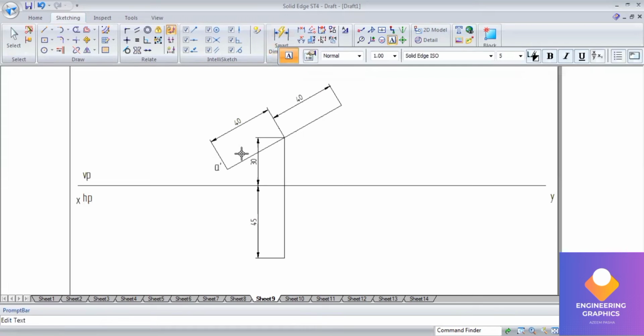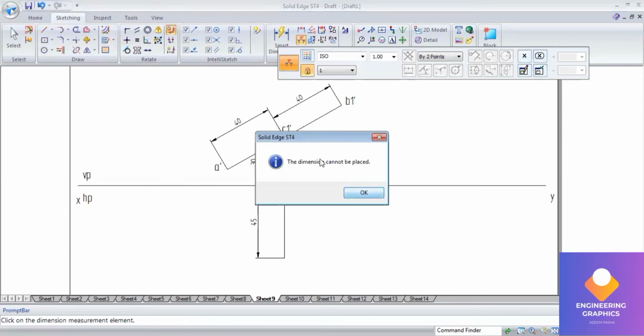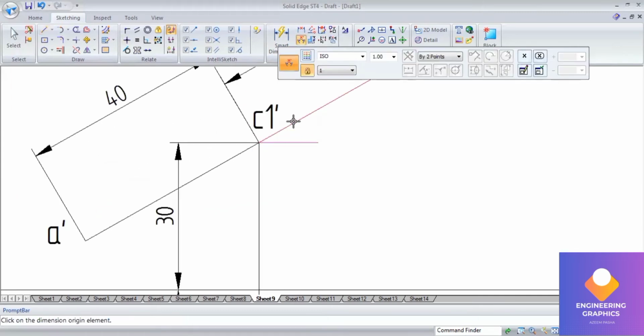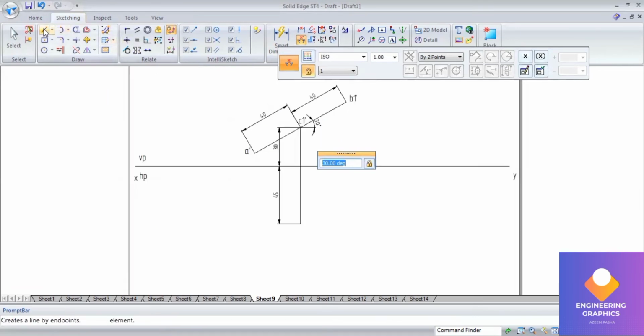By convention, this is A dash, this I'll consider as B1 dash, and this is C1 dash. In the same way, in the HP plane also I'll draw the midpoint line. For showing the angle, I'll draw a smaller horizontal line from that C1 dash. Zoom in and show 30 degrees. The same procedure I am going to follow in the HP plane also.